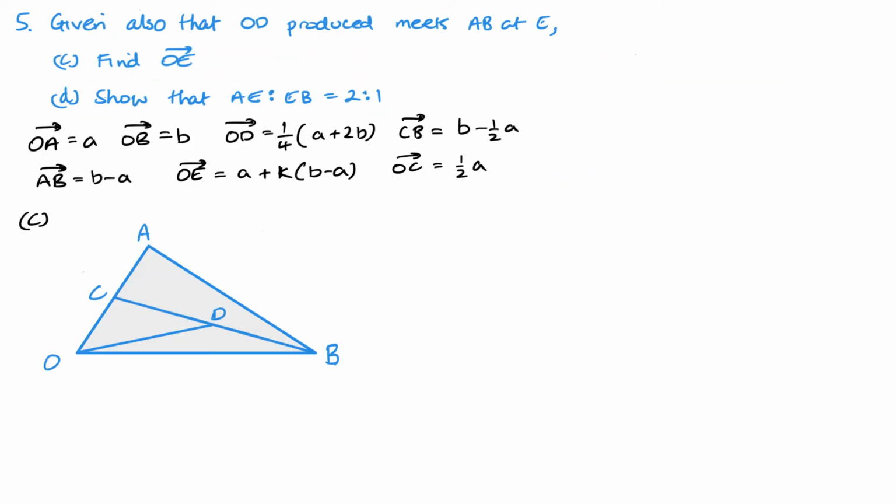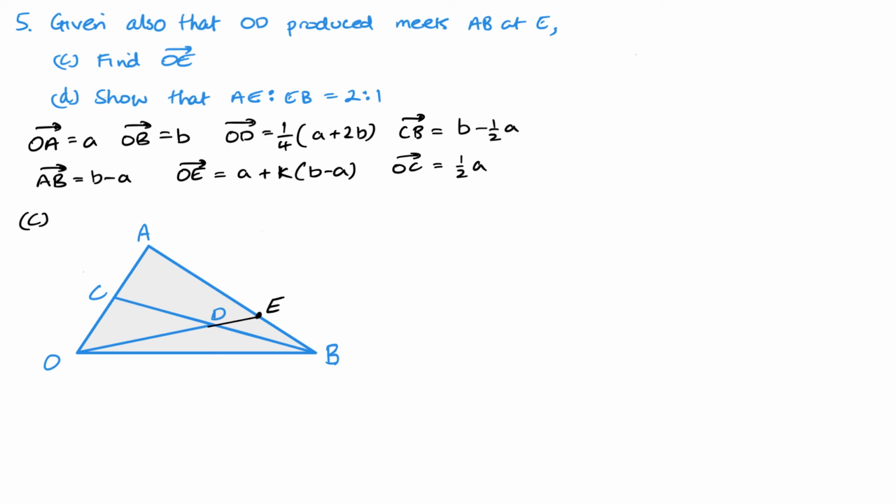Now, in this question where it says that OD produced meets AB at E, what that's basically saying is that we've got to extend OD until it hits AB. So that's where it hits AB at E. And then what we can think about is that OE and OD are collinear. They're parallel and they're collinear.